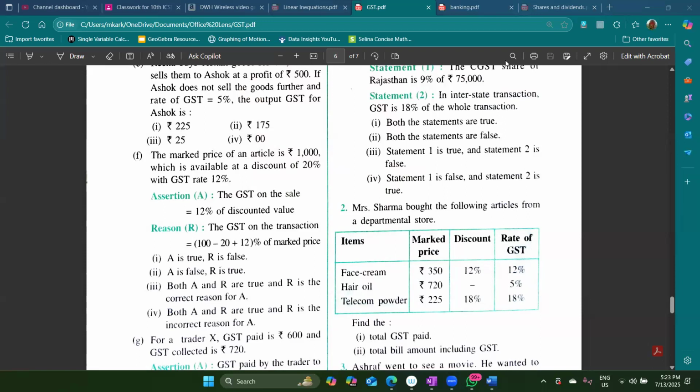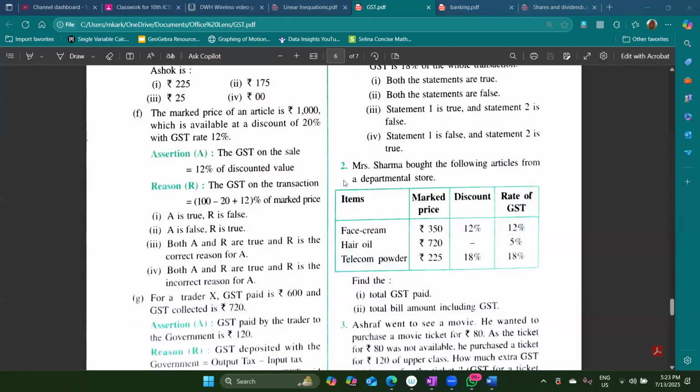So the calculation method is correct. It is going to be 12% of 80 rupees, which is going to be the sales price. The reason is false.